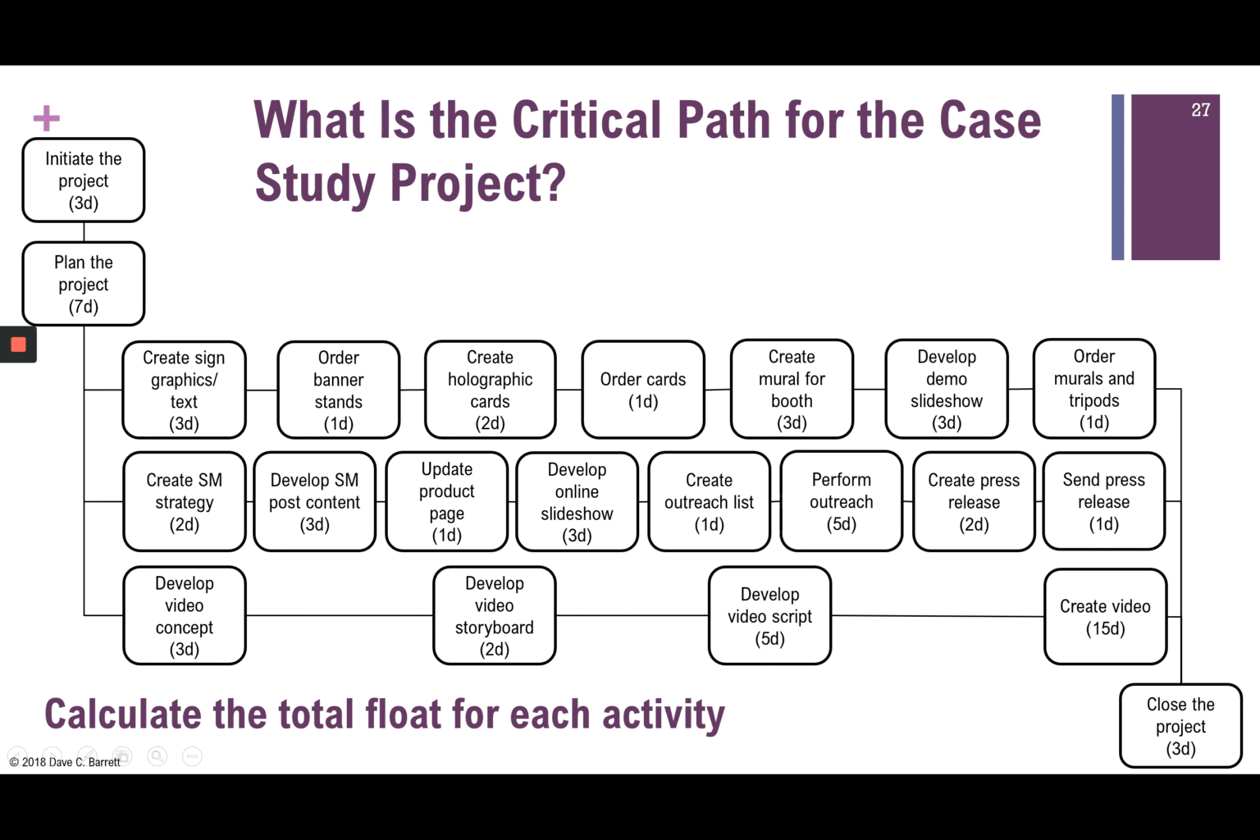Well, the critical path tells you that you need to keep develop video concept on track. It has 0 total float, so it cannot be delayed. Versus we know that create sign graphics/text can be delayed by up to 11 days, collectively with all the ones behind it. And this other row we can delay by up to 7 days. So it allows you to make those trade-offs and not sacrifice the end date of the project. And that's a very important thing.